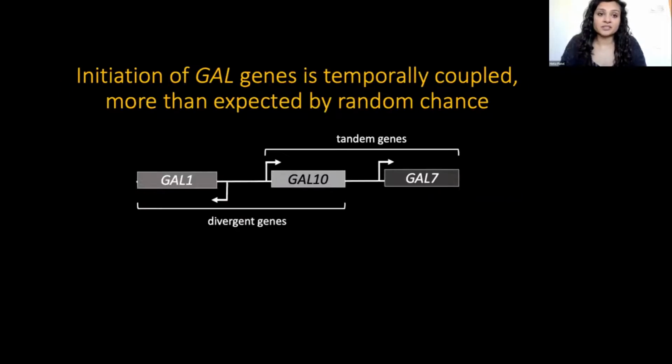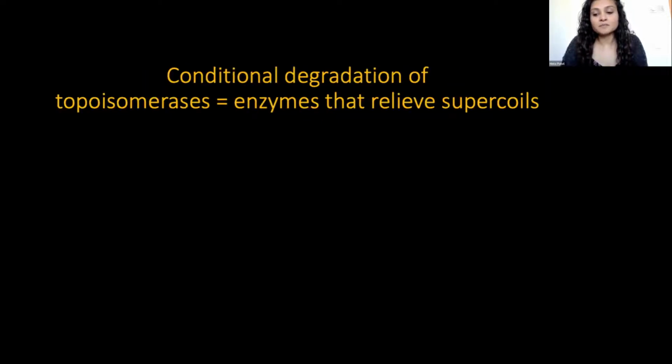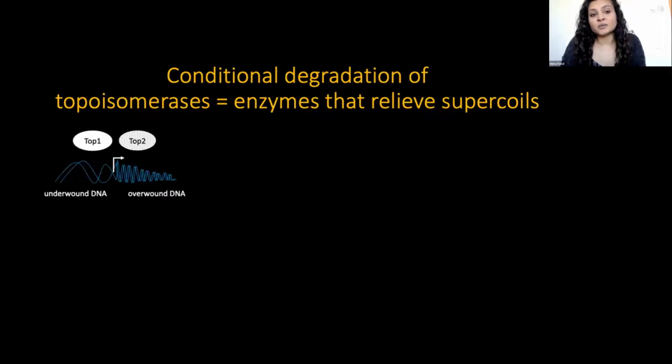So in wild-type conditions, the initiation of these divergent and tandem gene pairs is temporally coupled more than expected by random chance. And we wanted to know if DNA supercoiling played a role in this coupling. So to test this, we wanted to perturb DNA supercoiling levels and check how that affects this correlated initiation. And to perturb DNA supercoiling levels, we conditionally degraded topoisomerases, which are enzymes that relieve DNA supercoils. So yeast have two main topoisomerases, Top1 and Top2, that are involved in transcription and have the dual role of relieving both underwound as well as overwound DNA.